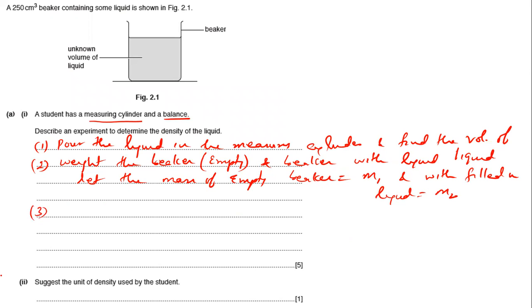It would be M2 minus M1. Mass of the liquid is equal to M2 minus M1. Then what's the fourth step?